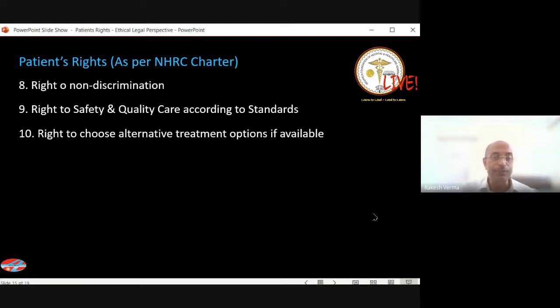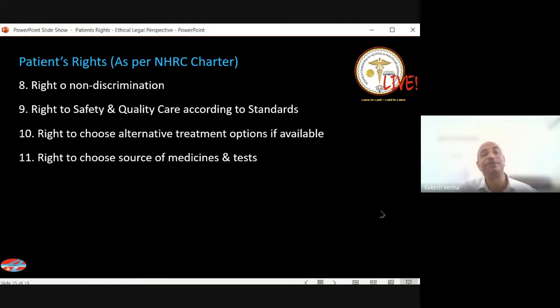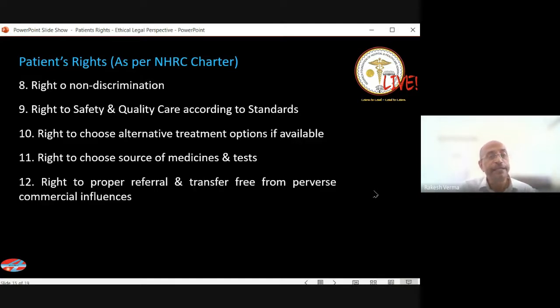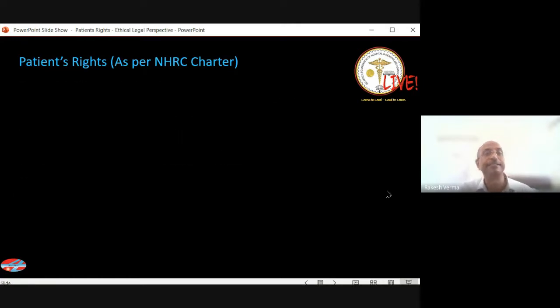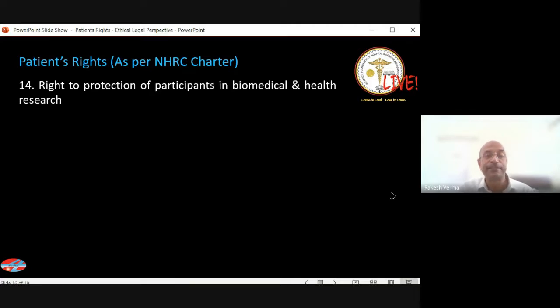So the patients can choose treatment options which are alternatives. Right to choose the source of medicines and tests. So you can't tell the patients to buy a medicine from a particular shop or get the test from a particular hospital or a particular testing lab. Right to proper referral and transfer free from perverse commercial influences. Right to protection of patients involved in clinical trials. Right to protection of participants in biomedical and health research.